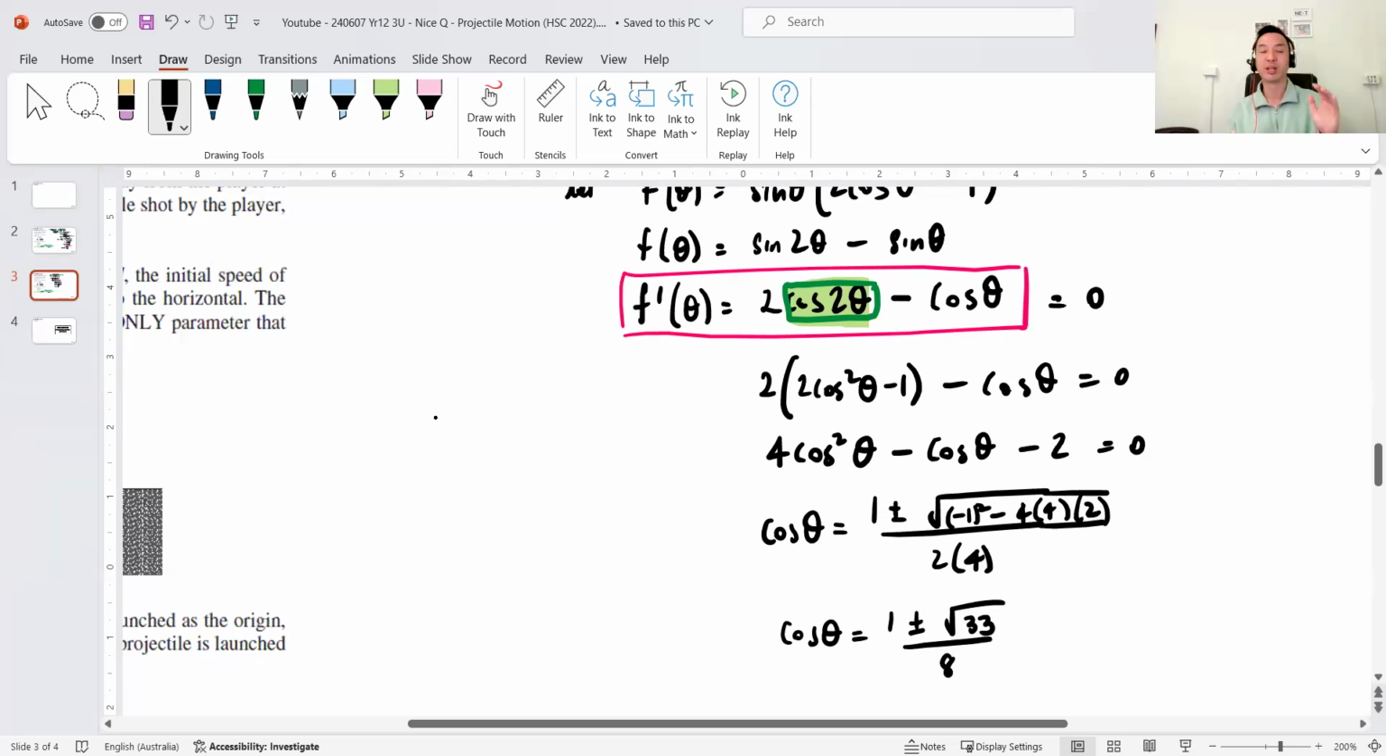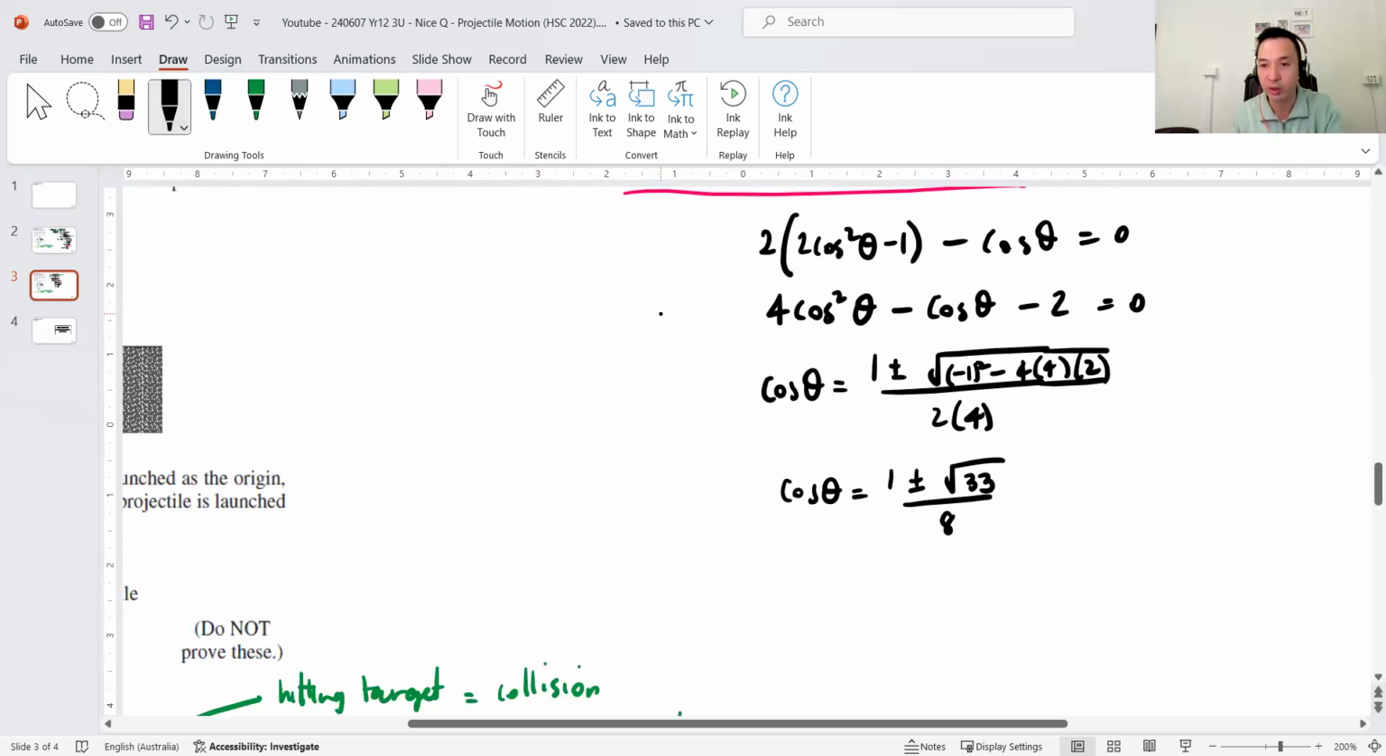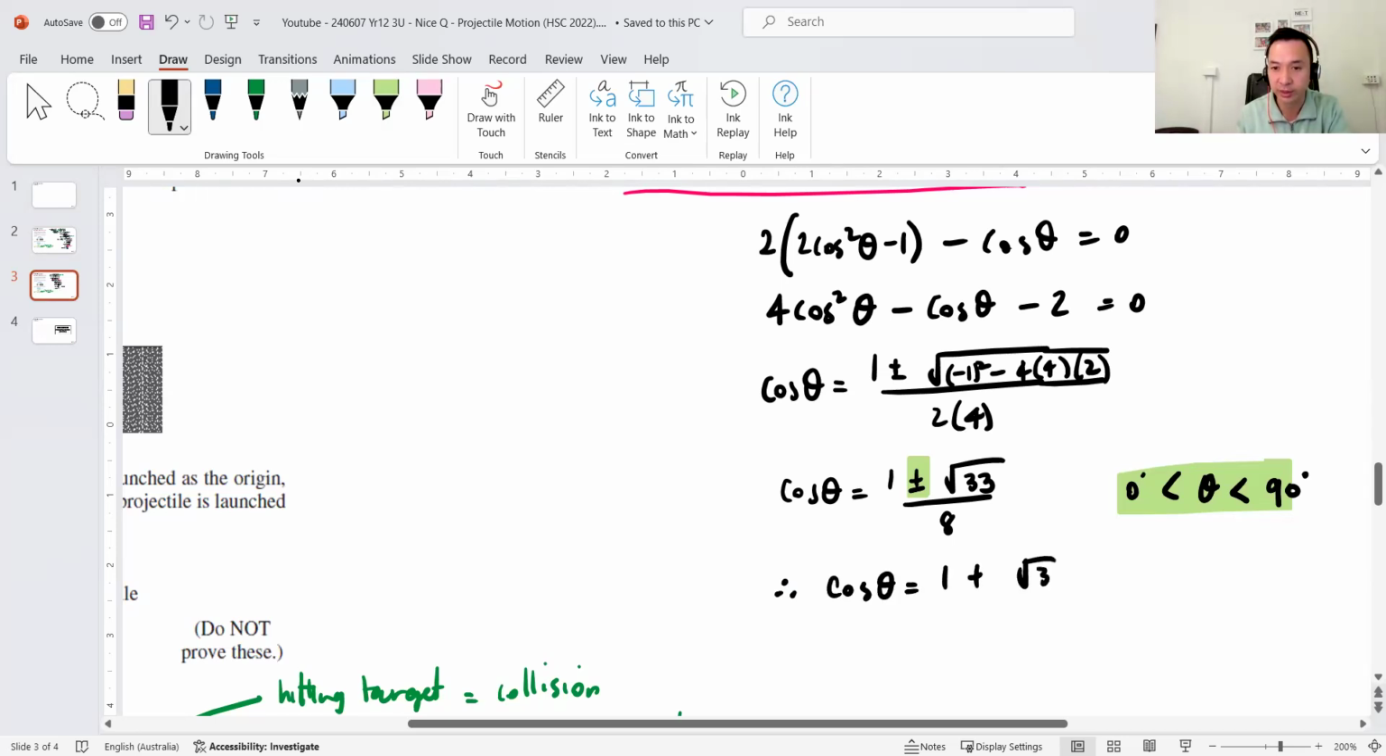Now, guys, whenever we're doing projectile motion, it is important to remember that theta has to be between 0 degrees and 90 degrees. It can't be bigger than 90, and it can't be negative. So why am I telling you that? Because for the plus minus, I don't need the minus, since if it's minus, it's negative, and cos negative is in the second or the third quadrant, and I don't want that. So all I care about is cos theta equals 1 plus root 33 on 8. That's the one I want to test. Now, I need to demonstrate that that is a maximum by using the second derivative.